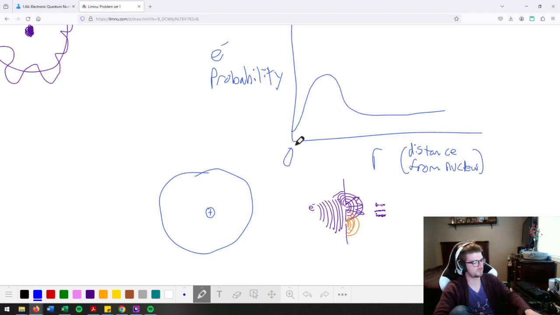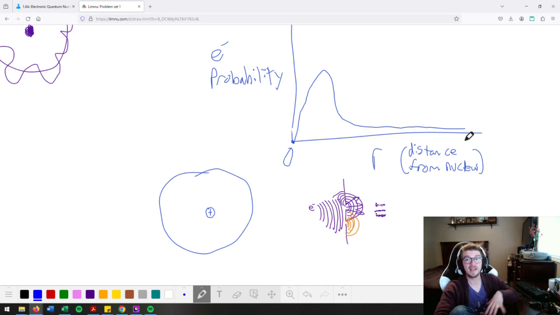This is actually not super well drawn. I'm going to make this better. Okay, so 0 electron density at the nucleus, it very quickly goes up, and then slowly diminishes, and this electron density only goes to exactly 0 at infinity. So the electron has a non-zero chance of being out here instead of somewhere in here.